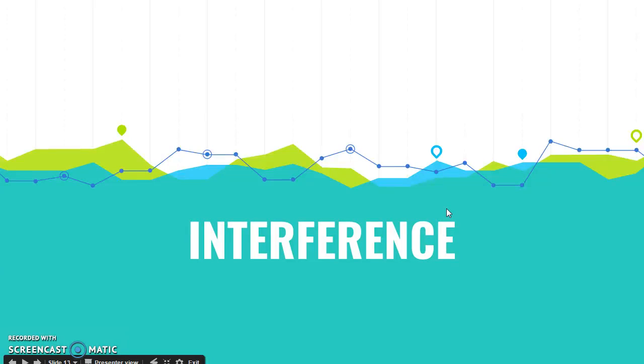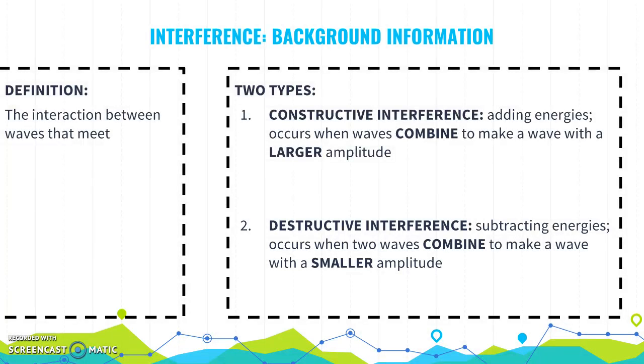Now let's talk a little bit about interference, because that is another thing that we will begin talking about in the coming days as well. So, the definition of interference is the interaction between waves that meet. And there are 2 types of interference.